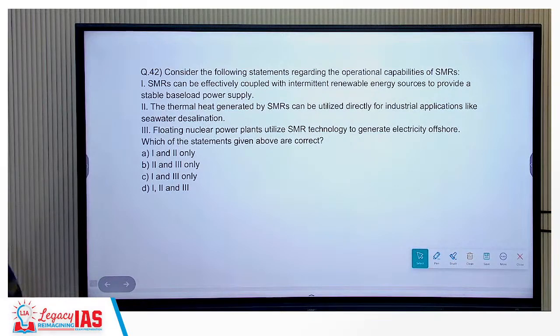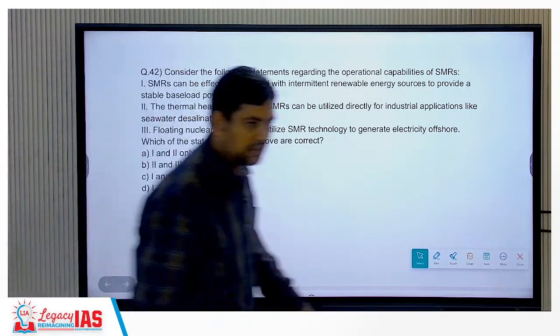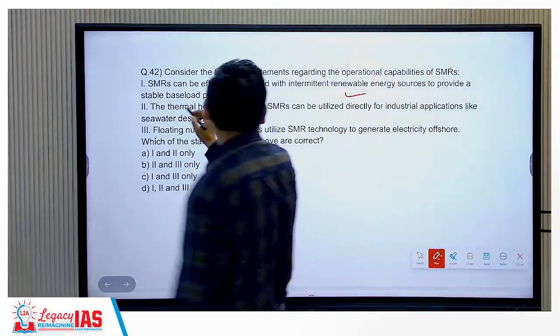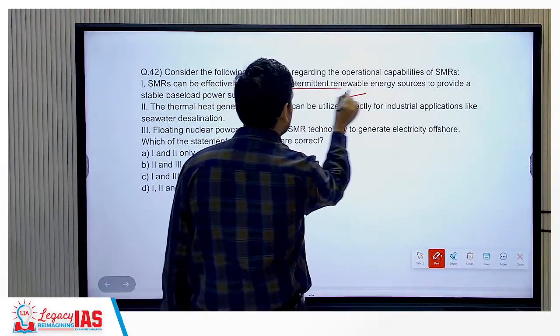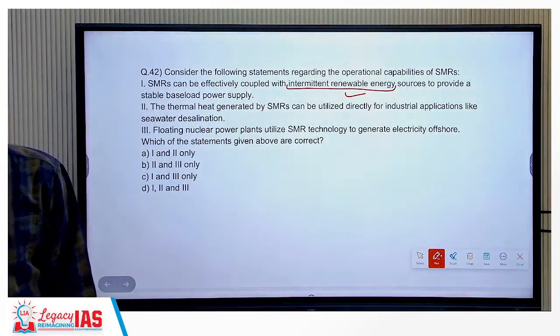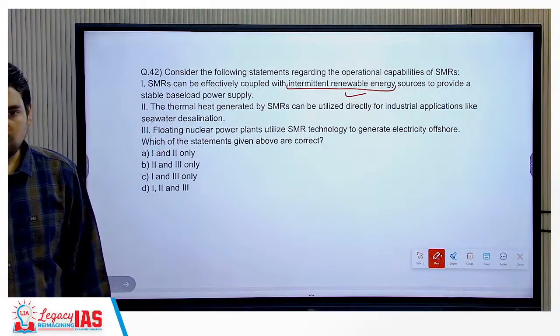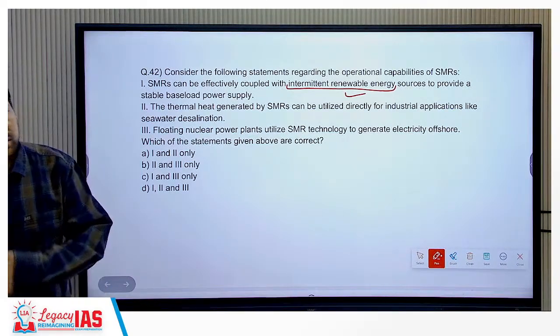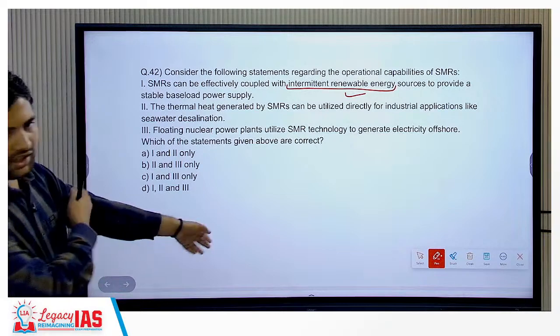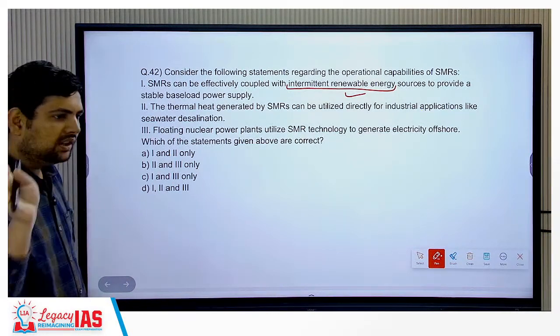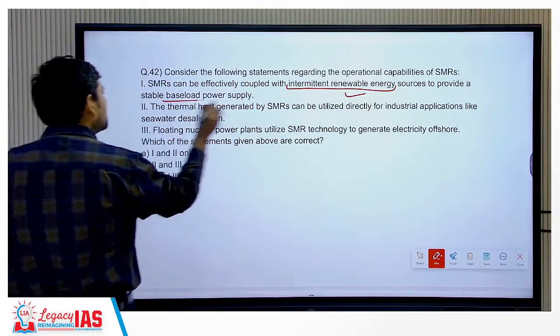Then operational capabilities: SMRs can be effectively coupled with intermittent renewable energy sources to provide stable baseload power supply. What do you think? This is correct. As we talked about, with renewable energy the major issue is intermittency. Now intermittency means what? That it is not available throughout the day. Now SMRs can help here because nuclear energy can be generated throughout the day. Anything that can provide you definite power, that is not dependent on any external criteria, is known as base load power supply.